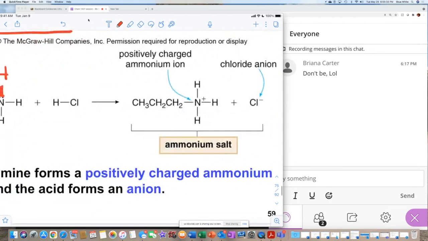And for that reason, nitrogen has to be positive because it's holding 1 extra bond than it normally does. And then the chlorine here will be left as negative. And because they're oppositely charged, they will attract. And this combination is called the ammonium salt.